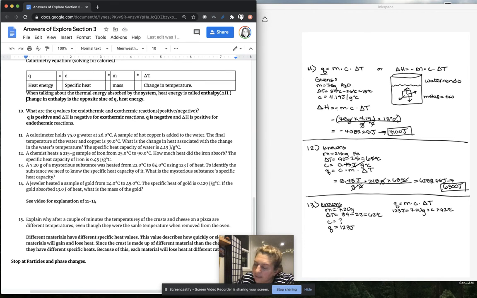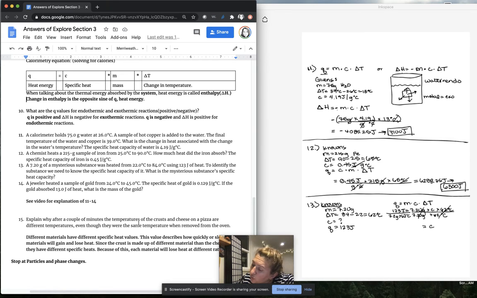So I need to get C by itself. In order to do that, I'm going to divide everything on the right side that is not C. So 7.20 grams times 62.0 degrees Celsius. Anything I do on the right side, I have to do on the left side. So 7.2 grams times 62 degrees Celsius, right? This is going to cancel out on the right-hand side. On the right-hand side, I'm left with C.